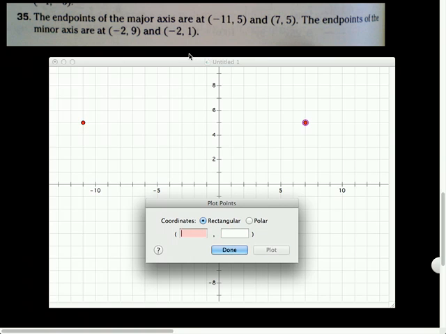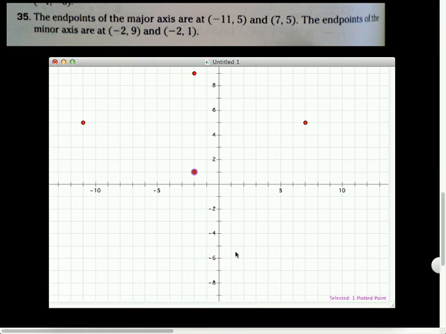So (7, 5), those are those endpoints, and the endpoints of the minor axis. In this case, notice that the x coordinates are the same and the y coordinates are different, so that would make sense. Oh, (-2, 9) and (-2, 1). There we go. So there's a rough location of my ellipse.